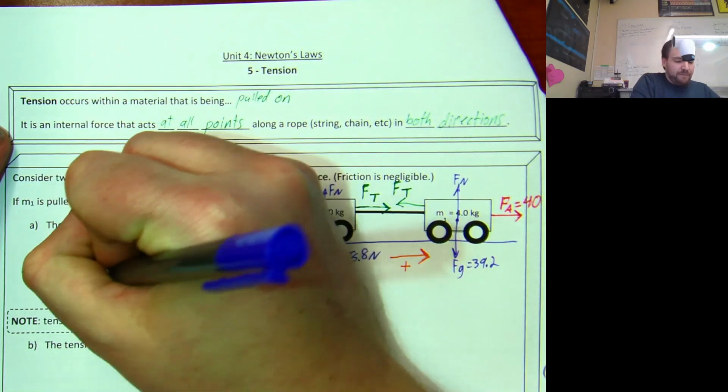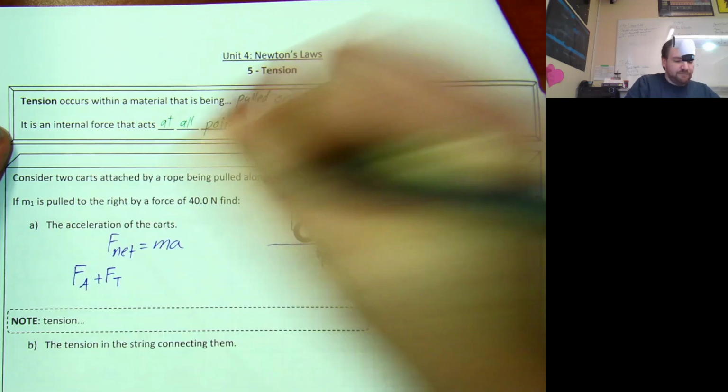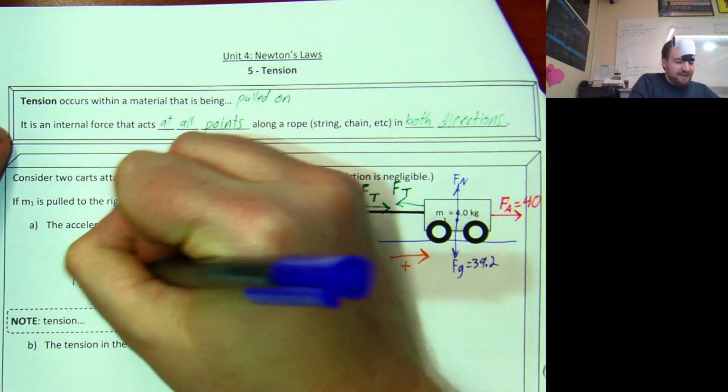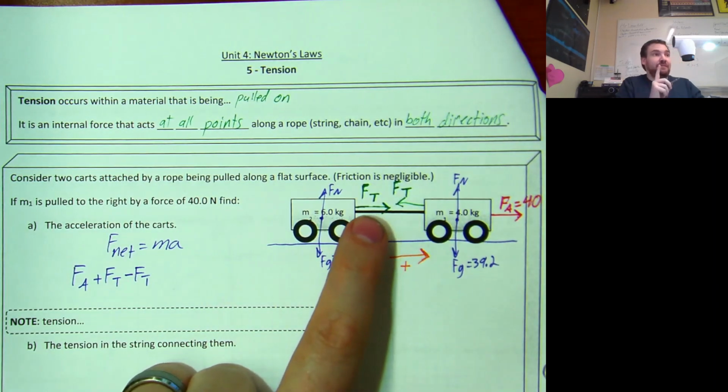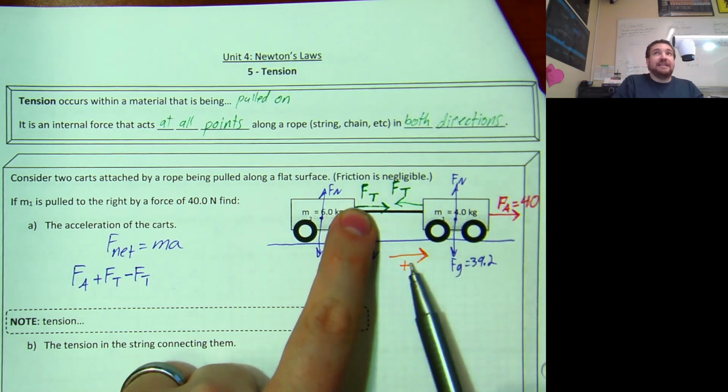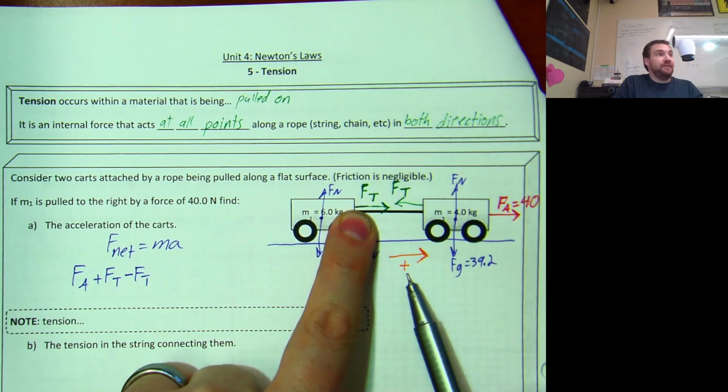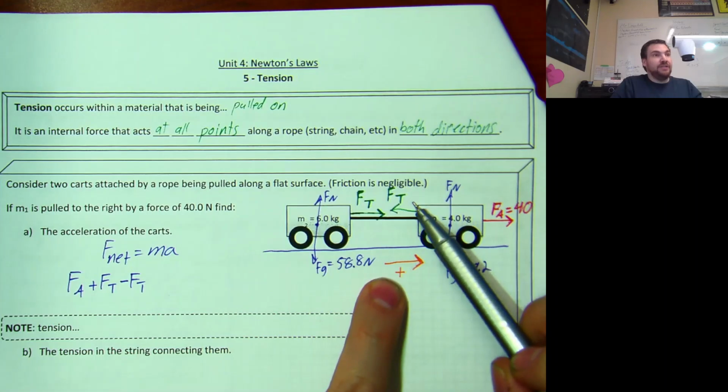FA plus FT minus FT. Because what does that just mean? Well, they're in opposite directions. This FT is in the same direction as what we call positive. This one's in the other direction. Why do we even write FT then? Because that would cancel out. I'm writing it because I want to make sure everyone understands explicitly that it cancels out.